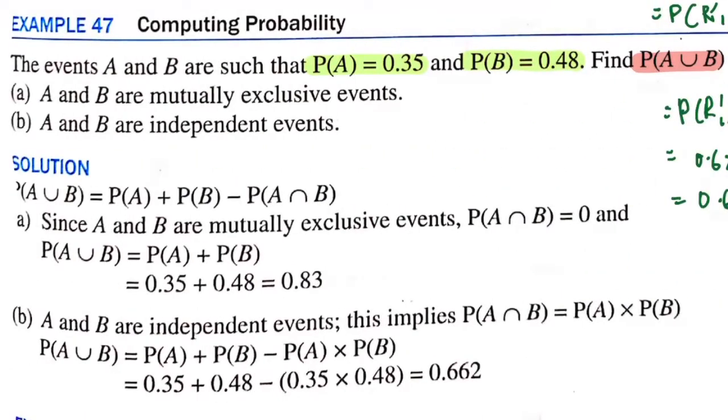Let's look at the final example here. The events A and B are such that P(A) is 0.35, P(B) is 0.48. So let's solve question A. Find the probability of A union B if A and B are mutually exclusive events.